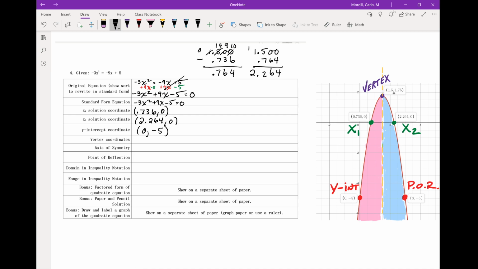Mr. Morelli, does the number on the equation, it says negative 3x squared equals 9x plus 5. Do I have to make 3x go on the other side? No. Nathan, repeat the question for me. So, just check this out. Do you see how the leading coefficient is negative 3?